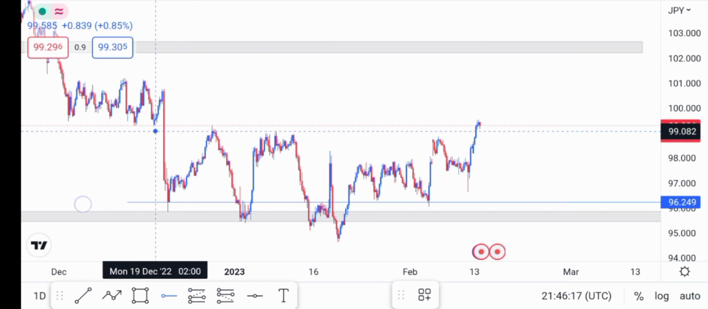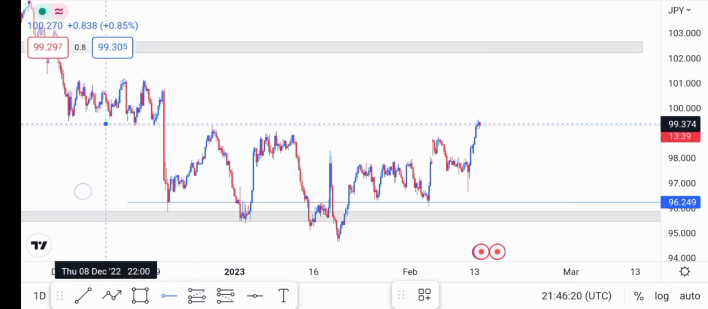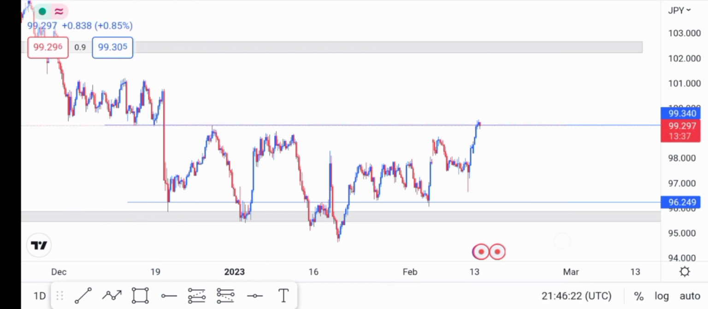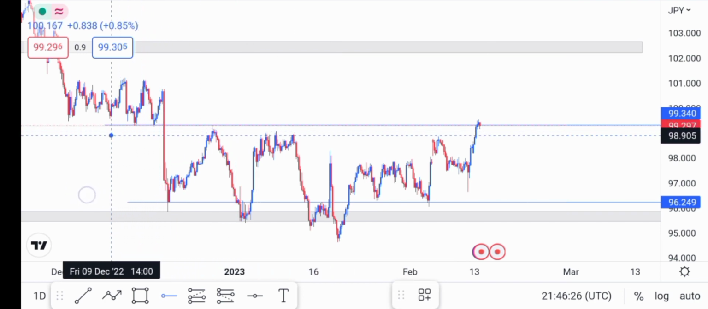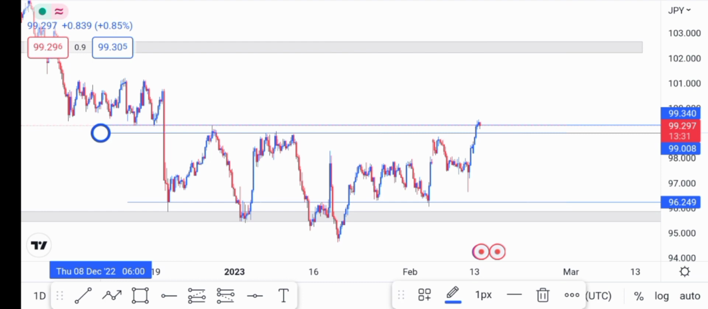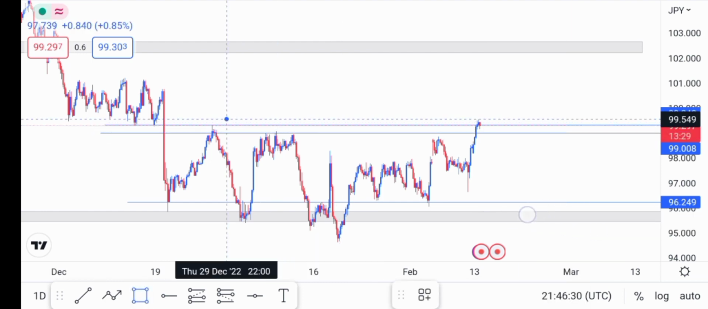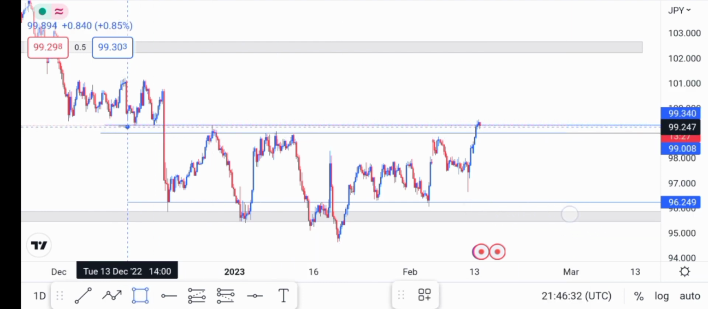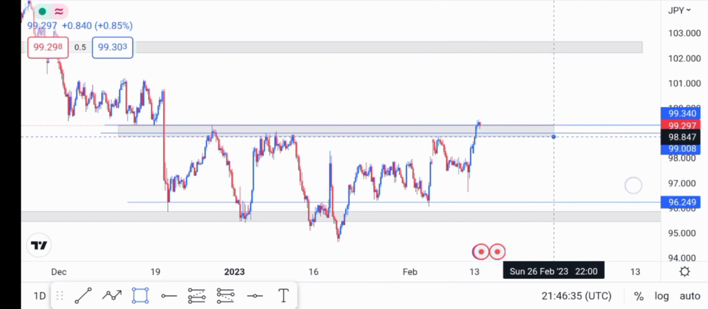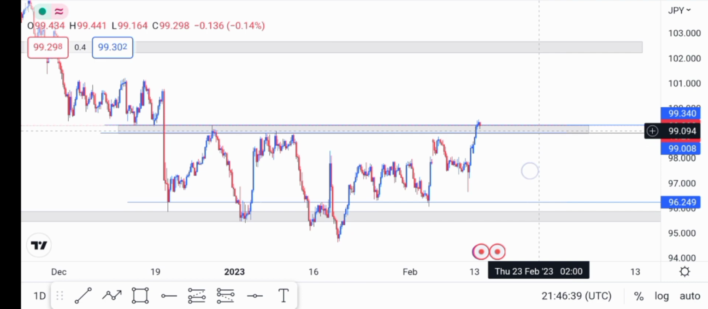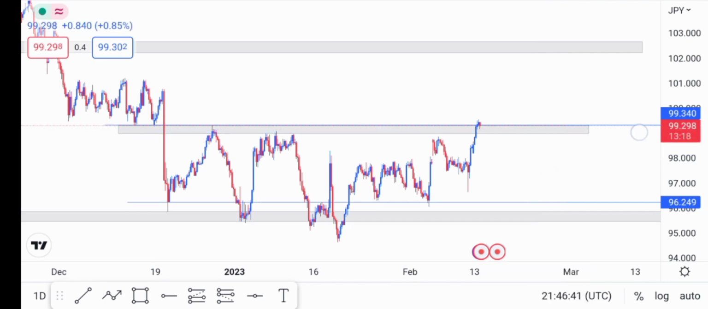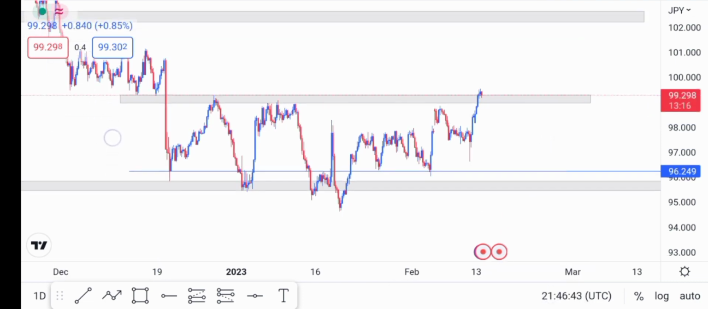And as I've said, I'm seeing this level here being respected over here. Let me put it this way: this is not a level, it's a zone. So you cannot just use a line, we have to use a zone, because there are some prices moving inside this zone on the lower time frames. So we have to use it like that.